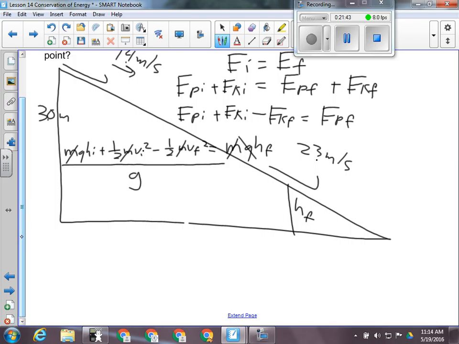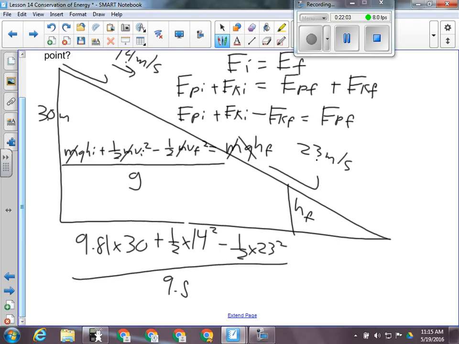Okay? So now I'm going to plug in my numbers. 9.81 times 30, so that's my initial height and gravity, plus 1/2 times 14 squared, there's my initial kinetic, minus 1/2 times 23 squared, my final kinetic, divided by 9.81. That's going to give me my final height.